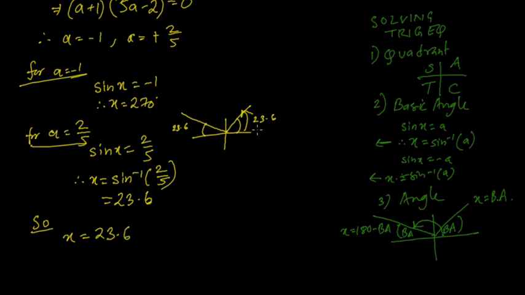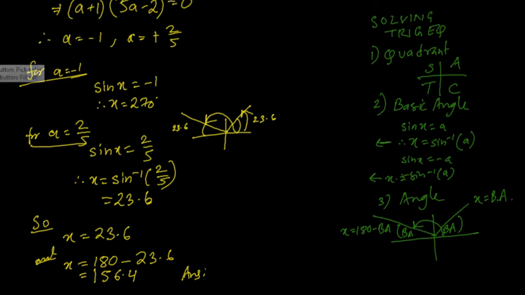Remember, I recommend more accuracy, at least 2 or 3 more digits. And for the second quadrant, it would be 180 degree minus the basic angle, which is 23.6. It will be 180 degree minus the basic angle, and that would be something like 156.4. So now you can restate your answer.